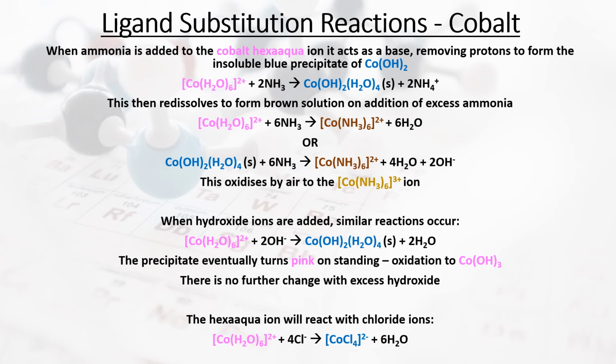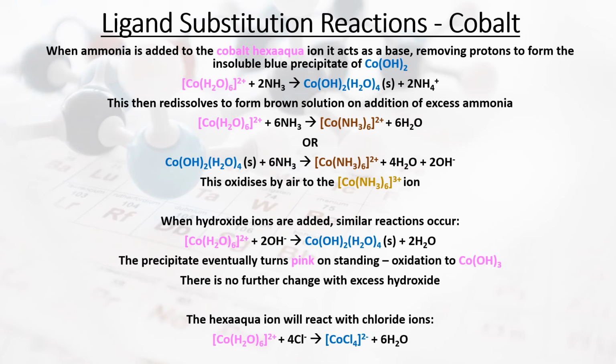Now when hydroxide ions are added, similar reactions occur. So we can think about adding our hydroxide ions, taking our hexaaqua cobalt ion, that pink ion, adding our hydroxide and making that blue precipitate of our cobalt hydroxide, Co(OH)2(H2O)4. Now with excess hydroxide, there's no change. That's just the reaction that occurs, and so that precipitate then doesn't redissolve. We keep that blue precipitate of the cobalt hydroxide.